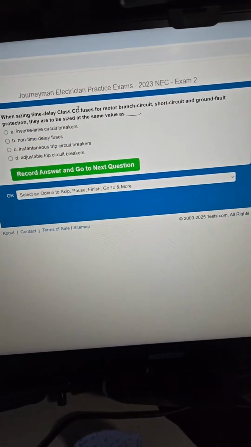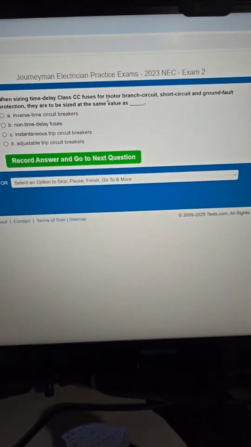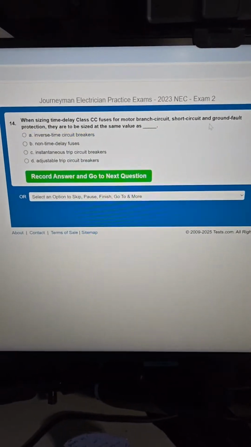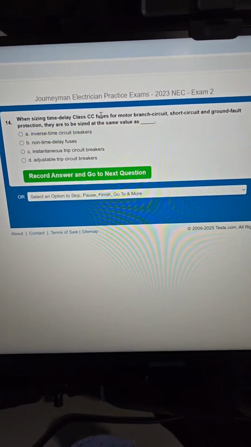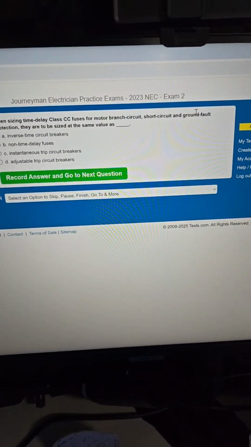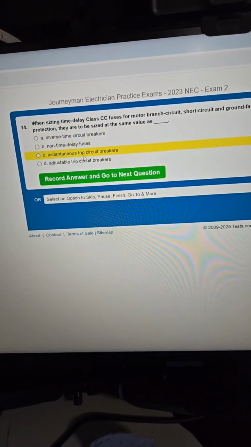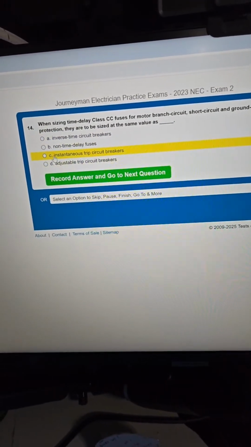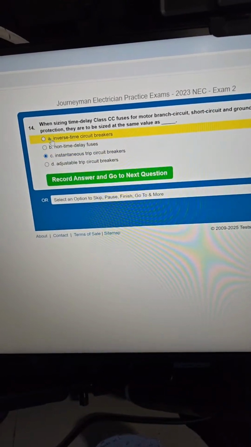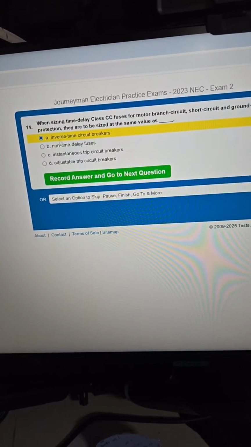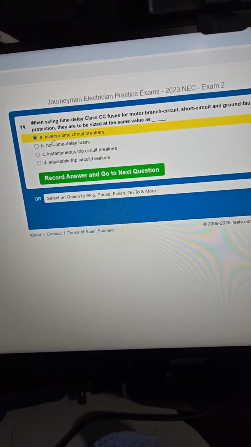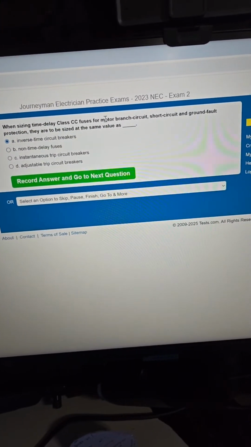When sizing, time delay, class C. Why are we getting all of the impossible questions to do without a code book in front of us? The motor, branch circuit, short circuit, and ground fault protection, they're to be sized the same value as. It would need to be the instantaneous, the inverse time circuit breakers. Class C fuses for the motor.